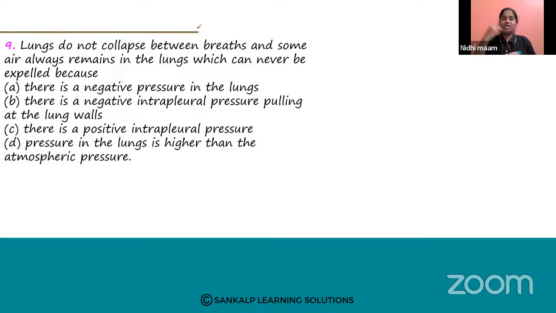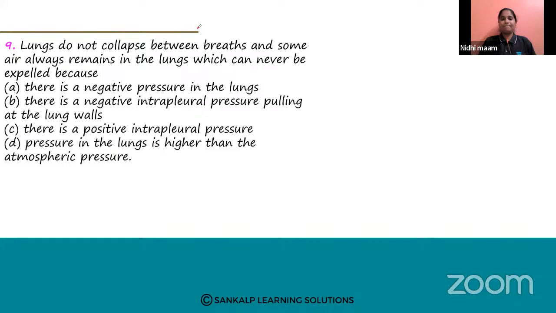So however much air you breathe out, a small amount of air remains in our lungs. Why? There is a negative pressure in the lungs, a negative intrapleural pressure pulling at the lung walls. There is a positive intrapleural pressure. Pressure in the lungs is higher than the atmospheric pressure. Some air always remains in the lungs, always a small amount of air stays in the lungs, which can never be expelled, which can never be sent out.